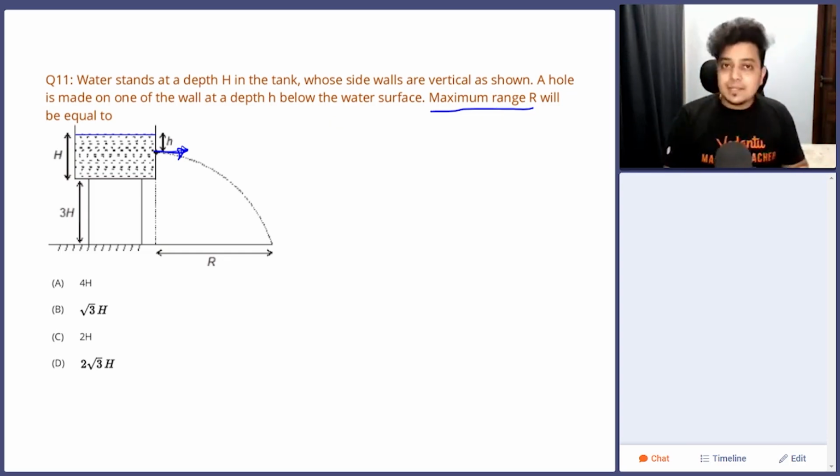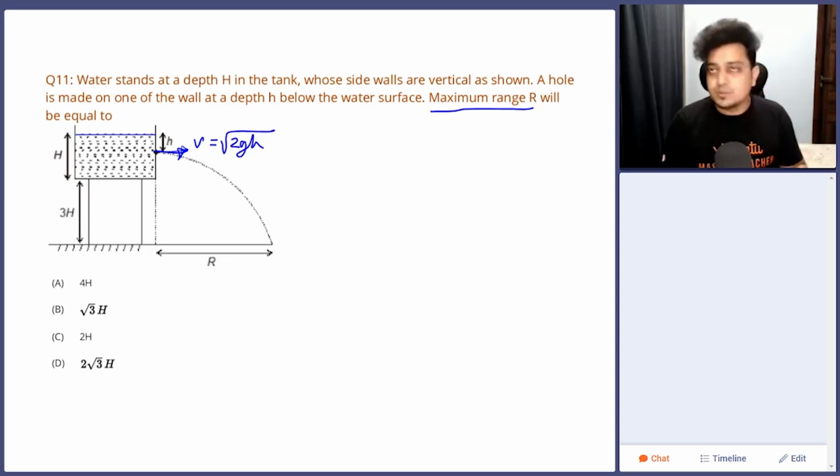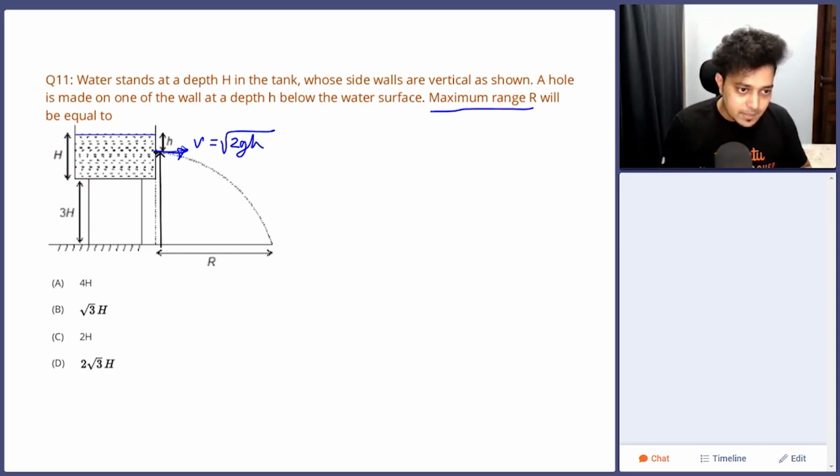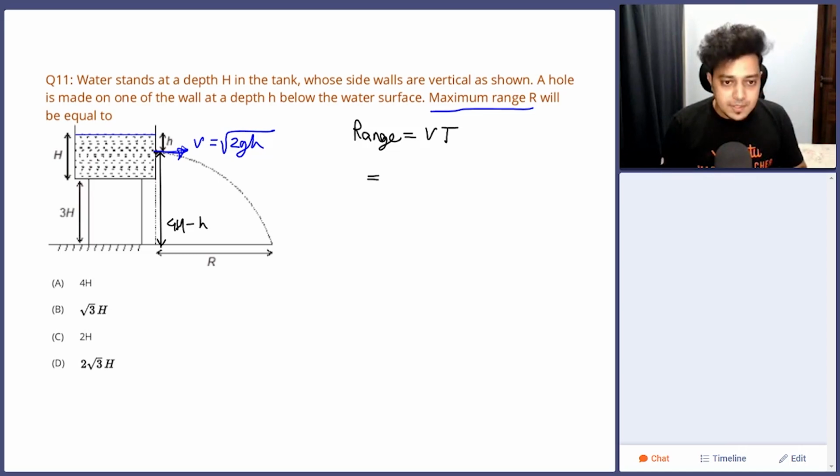If I approach this mathematically, we'll first figure out the velocity here. The velocity of efflux is under root of 2g small h, using the formula for velocity of efflux. Then we will treat this as a horizontal projectile, and the height of that horizontal projectile from the bottom will be 4H minus small h. The total height is 4H, 3H plus H, minus small h. The range of a horizontal projectile is speed into time of flight. Speed is under root of 2gh. Time of flight is under root of 2 into height. Height is 4 into capital H minus small h, upon g.